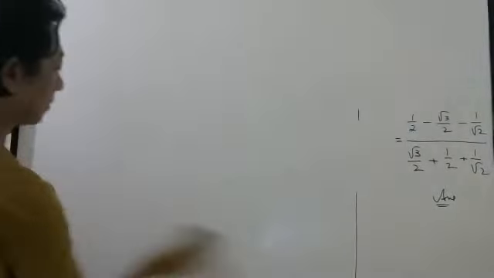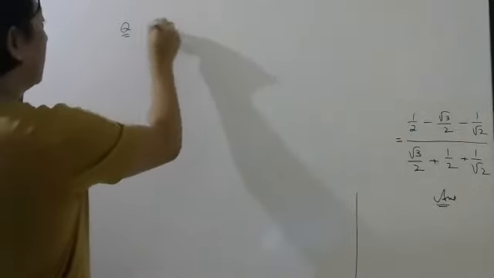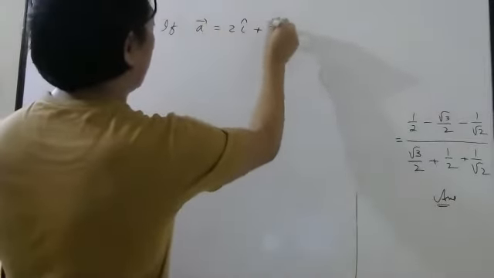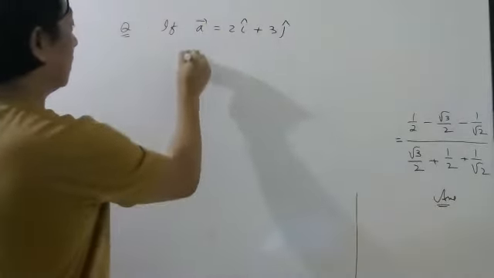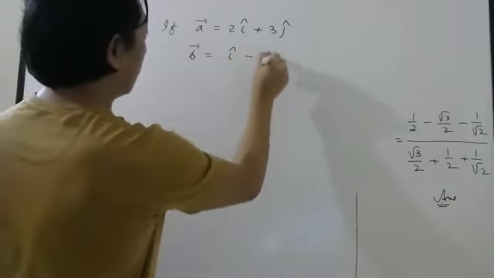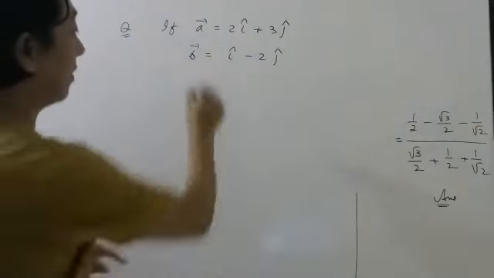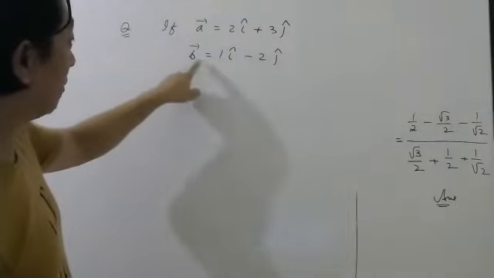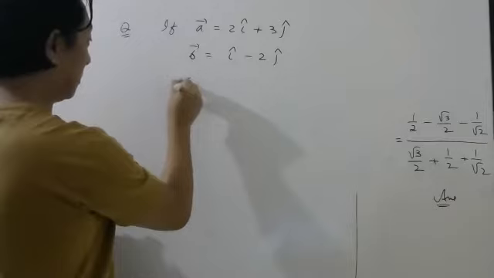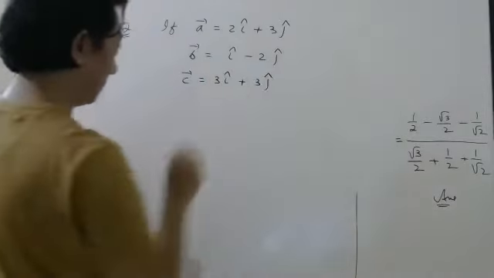Okay, before I continue, let us try this question once, all of you. Simple one. If A bar is equal to 2i cap plus 3j cap, these are the x and y components. B bar is equal to i cap minus 2j cap. When I write only i cap, 1 is there, so the x component of this vector is 1 i cap. And C bar is equal to 3i cap plus 3j cap.